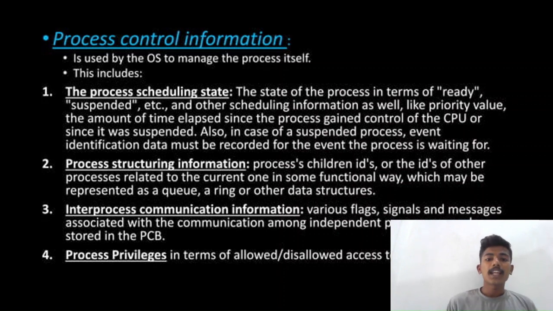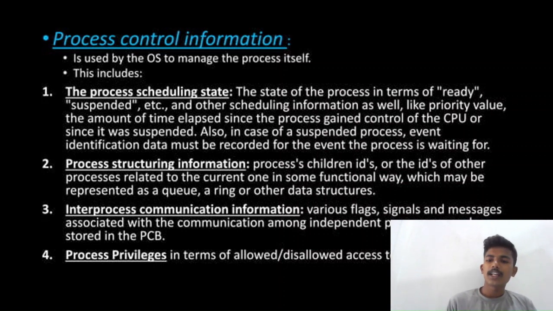First, process scheduling state. The state of the process in terms of ready, suspended, etc., and all other scheduling information as well, like priority value, the amount of time elapsed since the process gained control of the CPU or since it was suspended. Also, in case of a suspended process, event identification data must be recorded for the event the process is waiting for.